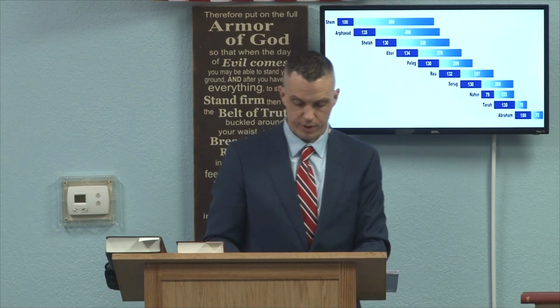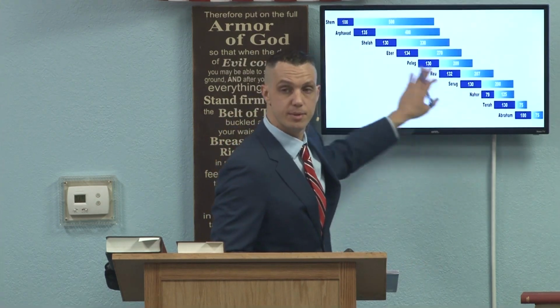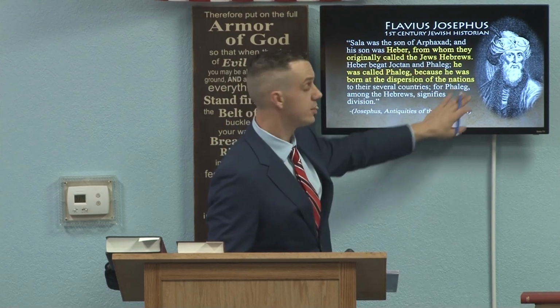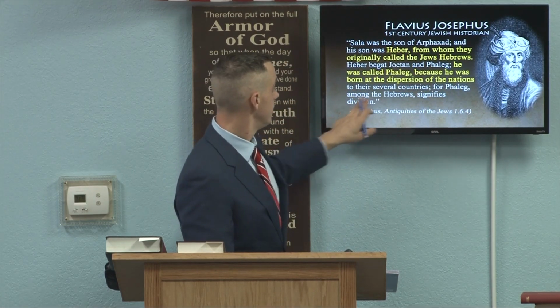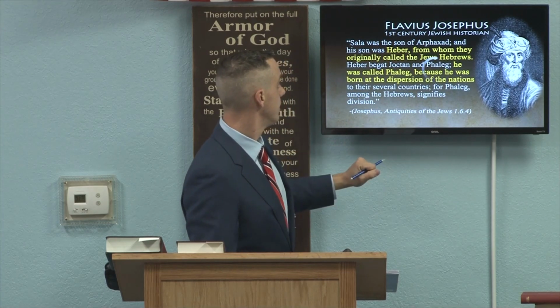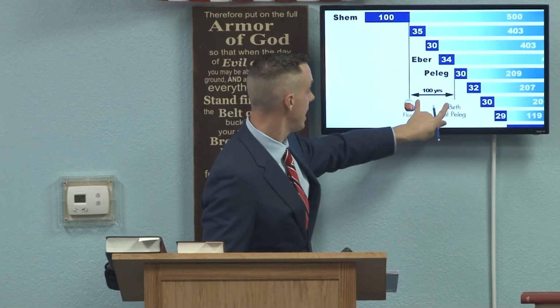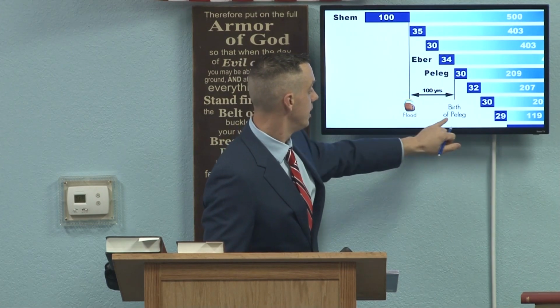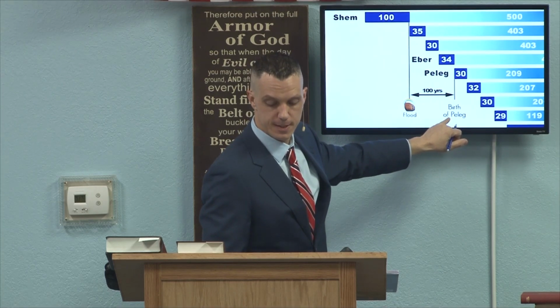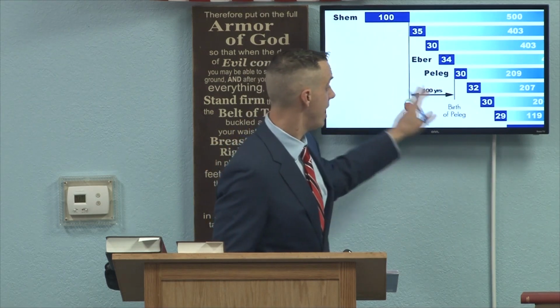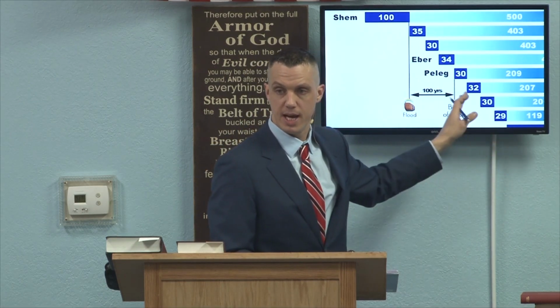So, if we use the Masoretic timetable, though, not our Septuagint, there's what I just read out of Flavius Josephus. Peleg signifies division. Now, if we use the Masoretic timetable that we have from our King James, we only have 100 years between the flood of Noah and the birth of Peleg. That's it. Right? But this is not enough time to build the Tower of Babel if indeed it was worldwide, right? We don't have enough workers by then. Not to mention we're out of time now for Egypt and Mizraim and Ham to travel and all that.